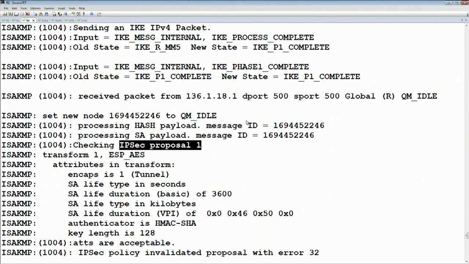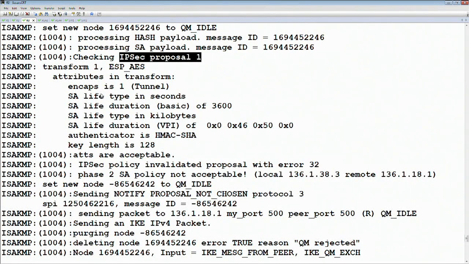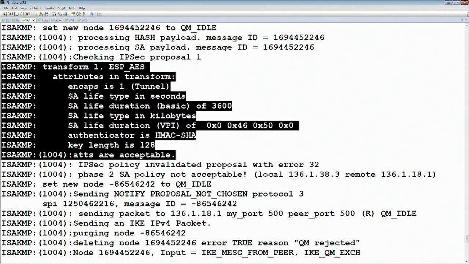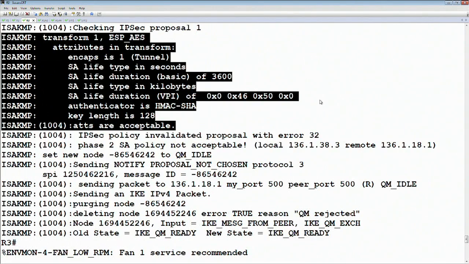So we can see now router 1 is proposing to router 3, do you want to run ESP-AES in tunnel mode and also do SHA authentication? These attributes are acceptable. So it means that the transform set that they both have configured in the crypto map is equal. Okay, now they're going to go on to the next step, which is to exchange their proxy identities. Proxy identities are the ACL.